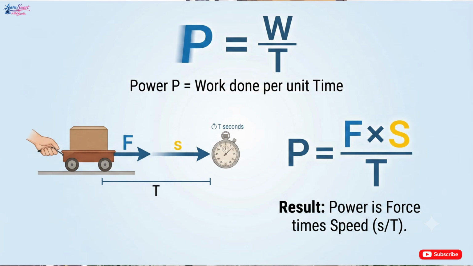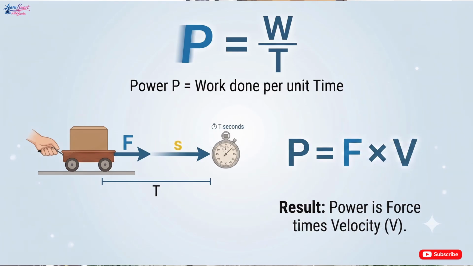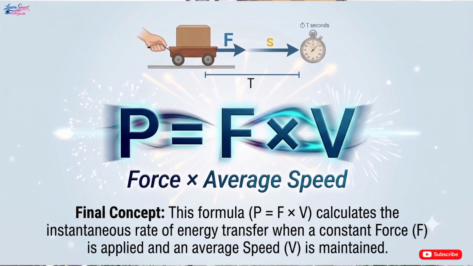But we know that distance divided by time is average speed. So S upon T equals V. Therefore, P equals F into V. Thus, power equals force into average speed. This is another very important formula for power. Remember, P equals F into V, where V represents the average speed of the body.